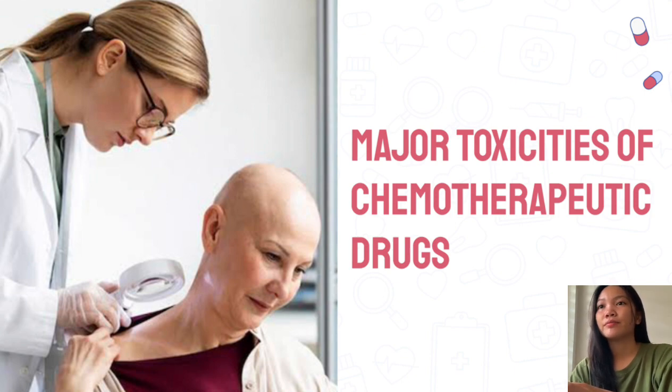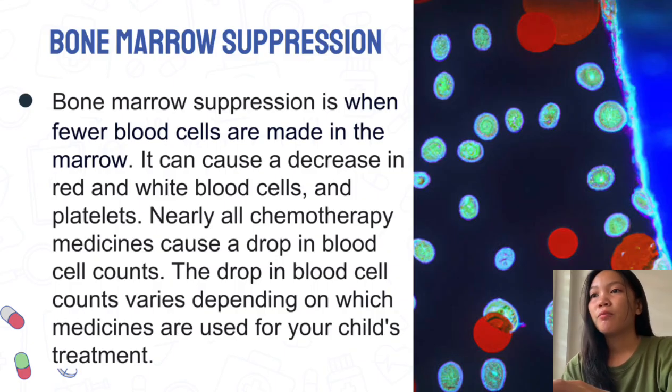Bone marrow suppression. Bone marrow suppression is when fewer blood cells are made in the marrow. It can cause a decrease in red and white blood cells and platelets. Nearly all chemotherapy medicines cause a drop in blood cell counts. The drop in blood cell counts varies depending on which medicines are used for your child's treatment. So, what are the symptoms of bone marrow suppression?